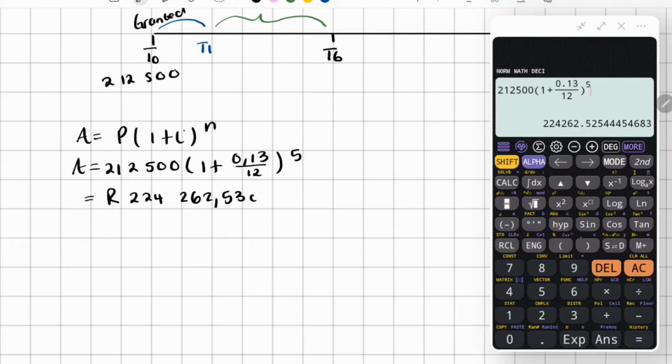Okay, now to be safe, I actually wouldn't round off. The reason why is because this is not the final answer. The final answer is to find X, to find the monthly installment. So I would actually just leave this, to be safe, to at least 4 decimals. That should be good enough. So I'll say 544, and I'll just leave it like that. So 54, let's just stop there, just to be safe.